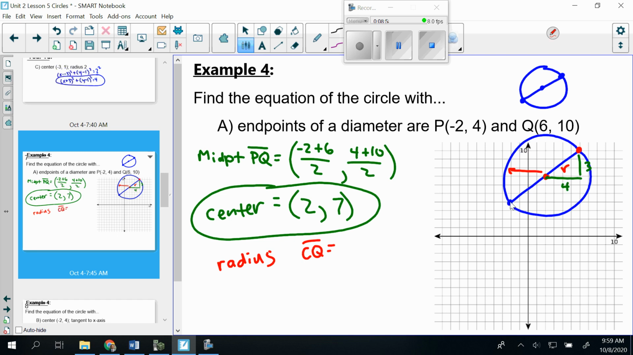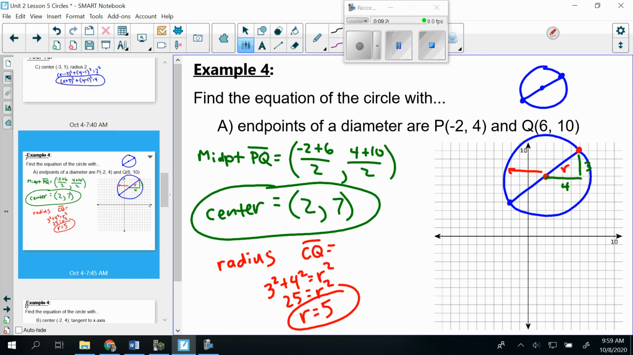So we get 3 squared plus 4 squared equals our radius squared. Squaring both of those and adding up, that's 25. And so if we take the square root, our radius is 5 here. So that's our radius.